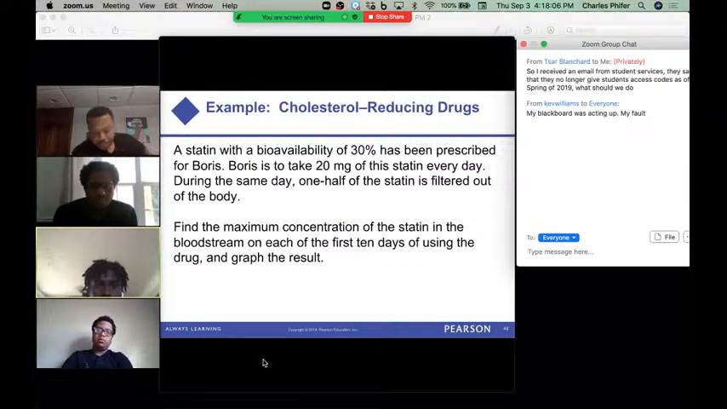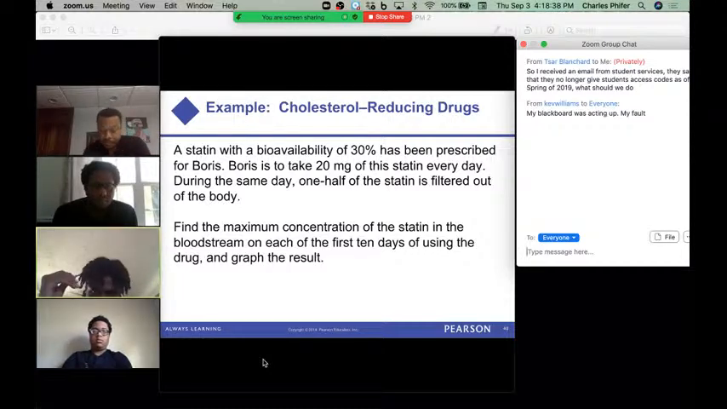A statin with a bioavailability of 30% has been prescribed for Boris. Boris is to take 20 milligrams of this statin every day. During the same day, 1/2 of the statin is filtered out of the body. Find the maximum concentration of the statin in the bloodstream on each of the first 10 days using the drug and then graph the result.